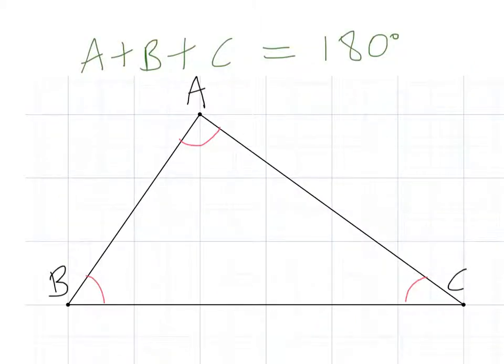180 degrees, that's your magic number. It doesn't matter what the triangle looks like, it doesn't matter if it's a scalene triangle or an isosceles triangle or an equilateral triangle. All three of the angles, angles A, B and C on this diagram, will always equal 180 degrees. If you've got that, this should be fairly straightforward.